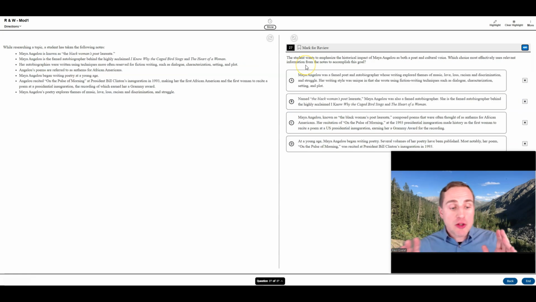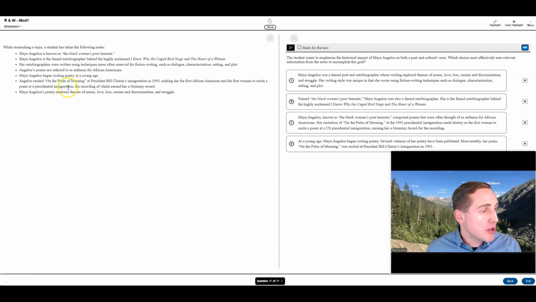Let's move on. Okay, question 27 is a lot like question 26, where we want to accomplish a goal of using relevant information from the notes. And we want to emphasize the historical impact of Maya Angelou as a poet and cultural voice. She's the Black Woman's Poet Laureate, famed autobiographer, and highly acclaimed author of I Know Why the Caged Bird Sings and The Heart of a Woman. Her autobiographies were written using techniques more often reserved for fiction writing: dialogue, characterization, setting, and plot. Her poems are referred to as anthems for African Americans.